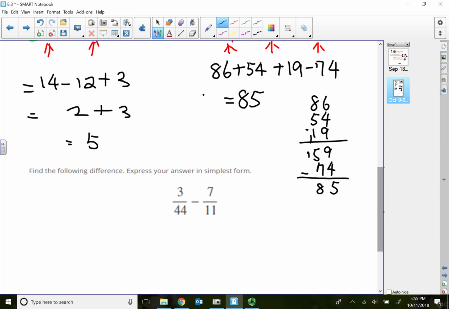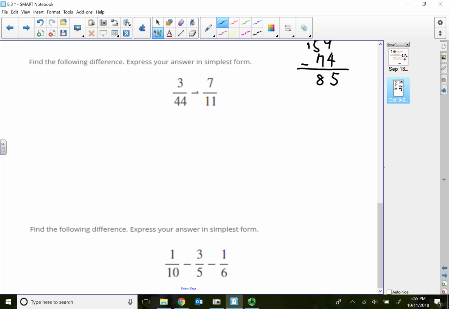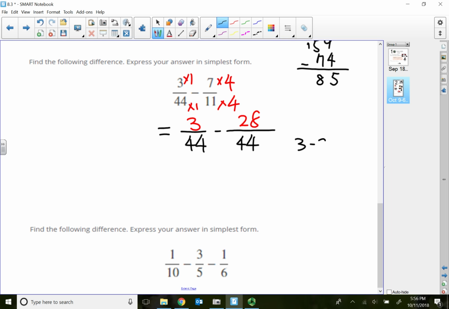All right, let's try some with fractions here. Just give you a couple examples. So subtraction of fractions, we've got to find the LCD. So the LCD between 44 and 11 has to be 44 itself. So 44 stays the new LCD, 44 times 1, and 3 times 1 is 3. 11 becomes the new LCD, so we multiply by 4, and 7 times 4 is 28. So my numerator now becomes 3 minus 28. Terms with different signs, we will subtract. Mentally, when I subtract them, that gives me 25. But I have more negative than positive, so my answer should be negative 25 over 44.